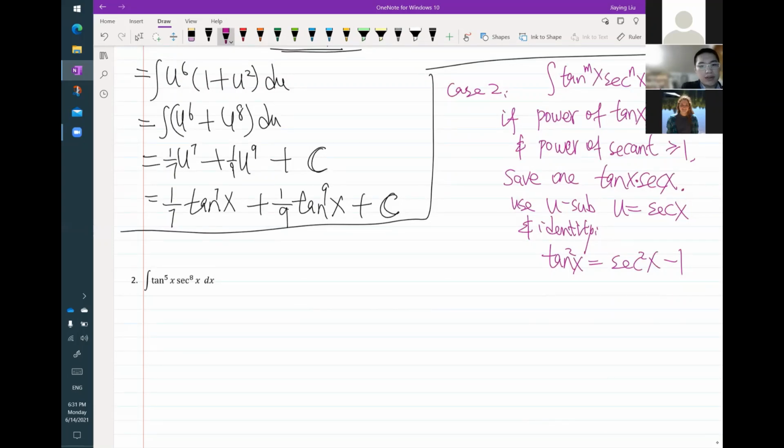This example I have here, I have tangent to the 5th power, so that's odd. And the secant to the 8th power, that's even, right?